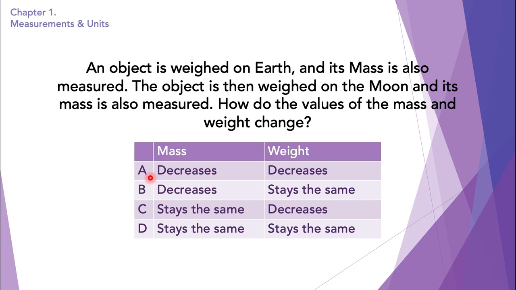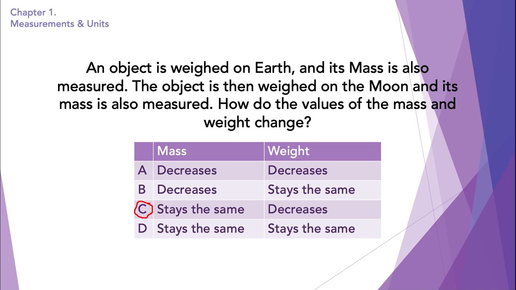Here we have the options A, B, C and D. So the first option is mass decreases and weight also decreases. Second option is mass decreases, weight stays the same. The third option is mass stays the same and the weight decreases. The fourth option is that the mass stays the same and the weight also stays the same. Which option is correct? Option C is correct.